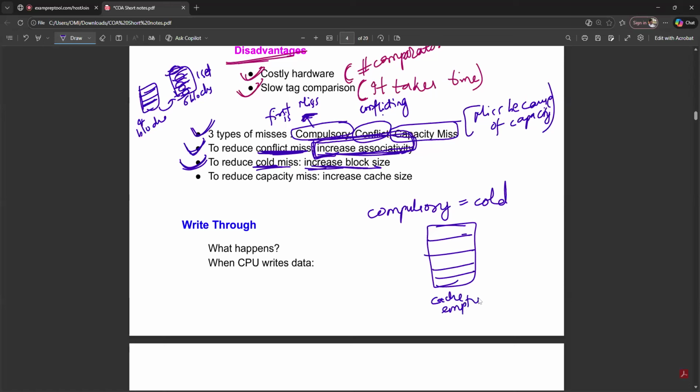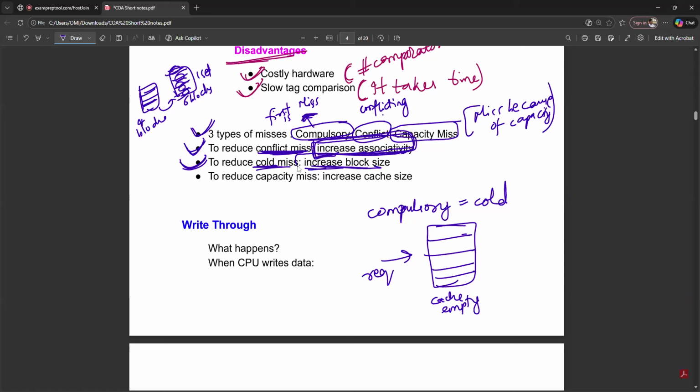Initially the cache is empty, right? Now if you request something, the first access is a miss. There is nothing present here, so there will be a miss, which means that nothing is present. If nothing is present, then there will be a miss, and that miss is called a cold miss.